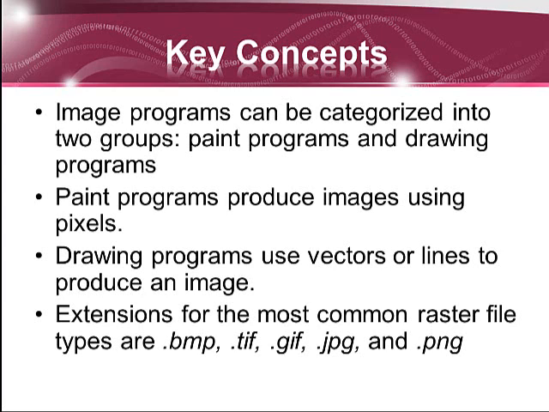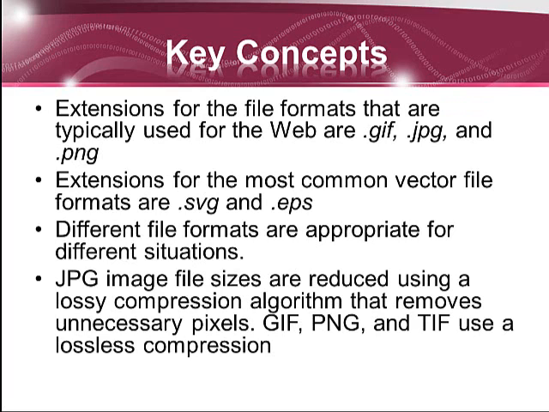Extensions for the most common raster file types are BMP, TIFF, GIF, JPEG, and PNG. Extensions for the file formats that are typically used for the web, again, are GIF, JPEG, and PNG. Extensions for the most common vector formats are SVG and EPS. Different file formats are appropriate for different situations. JPEG image files are reduced using a lossy compression algorithm that removes unnecessary pixels. GIF, PNG, and TIFF use lossless compression. Resolution and pixel density help determine the size of a file, and resizing is best done maintaining the aspect ratio.